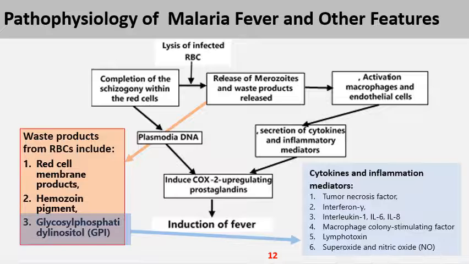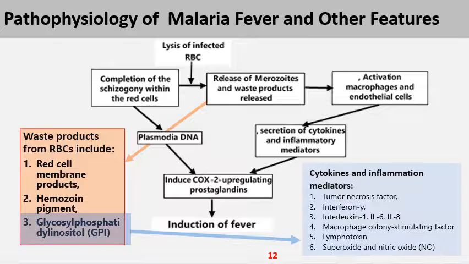The various cytokines released in response to these parasites and red cell membrane products have been largely attributed to the systemic manifestations of malaria, including headache, fever, rigors, nausea and vomiting, diarrhea, anorexia, tiredness, joint ache, muscle ache, thrombocytopenia, immunosuppression, coagulopathy, and central nervous system manifestations.